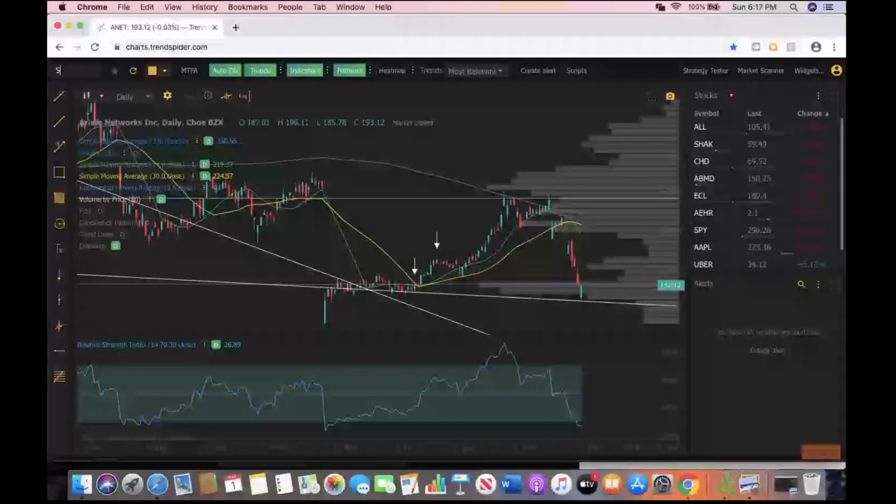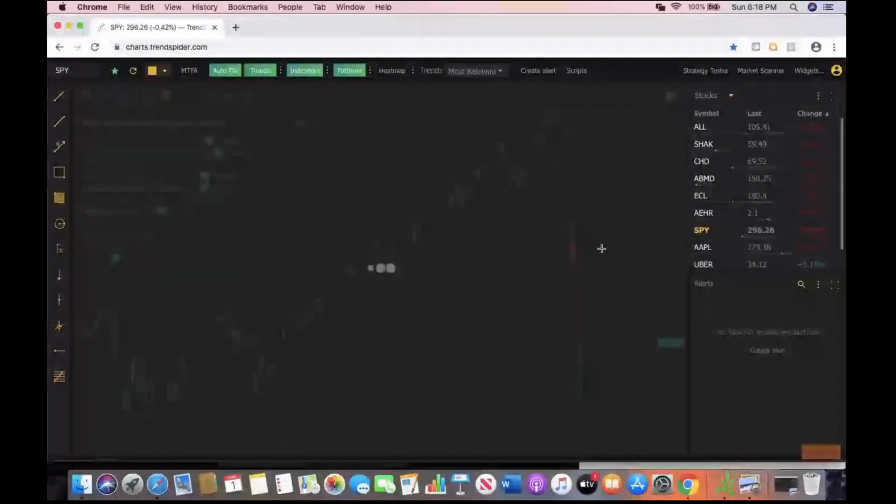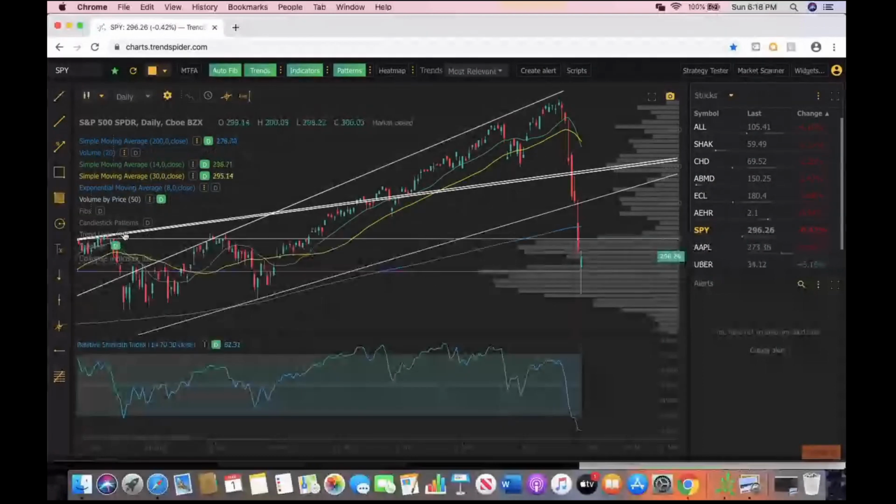Now if we look here, here's one of the case studies I was going to do, ANET. Let's see where it's at. So here's one thing I was looking at too, the volume by price right here. Look at all this demand down here, supply down here, and support. And we wicked right up over it, and we closed into the higher level of it. In this level right here, we had no support really, and we just kept falling.